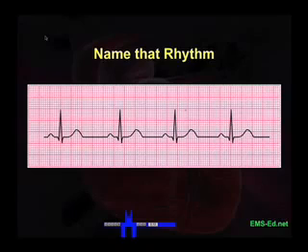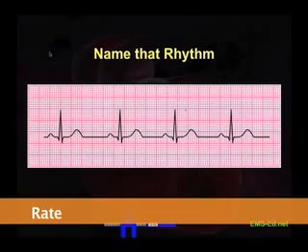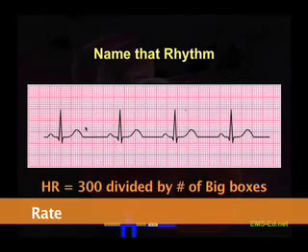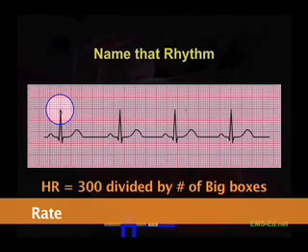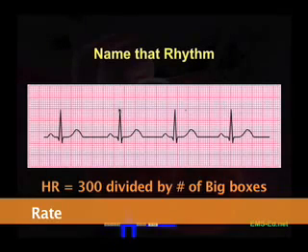This strip looks just like the last one, except what? It looks slower. The complexes are farther apart. Let's figure the rate. We'll find an R wave that's close to a dark line. This one looks good. Let's measure the rate. This is one big box, 2, 3, 4, 5. So 5 into 300 is 60. This is slower than 60. This would be 50. So between 50 and 60, let's call it a heart rate of about 54.